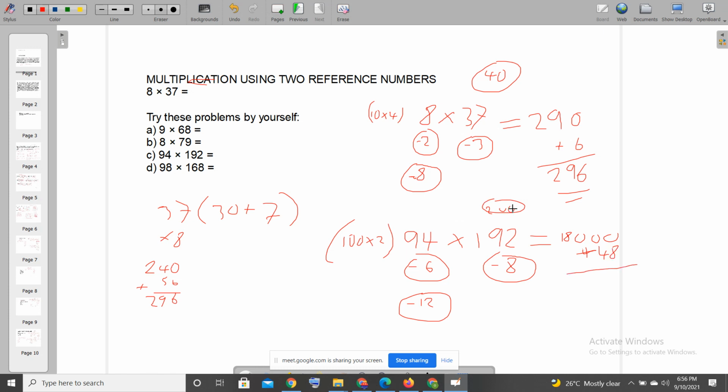Okay. So now you add here will be 8. You add here will be 4. Here will be 0, 8, 1. Right? Yes, have you gotten that? That is the question I have to ask, like 100 times 2. We are using 2 reference numbers.